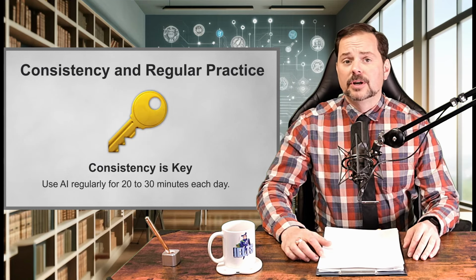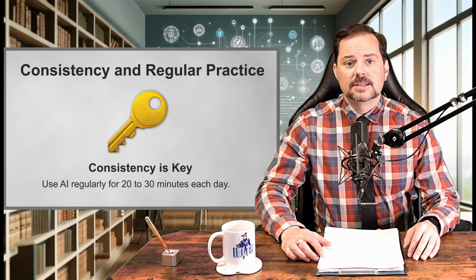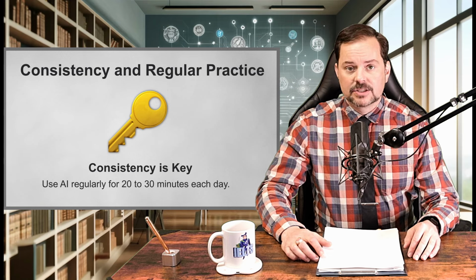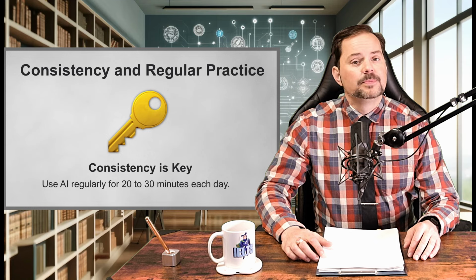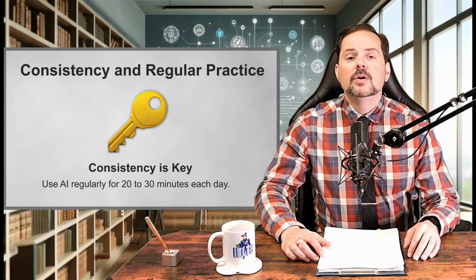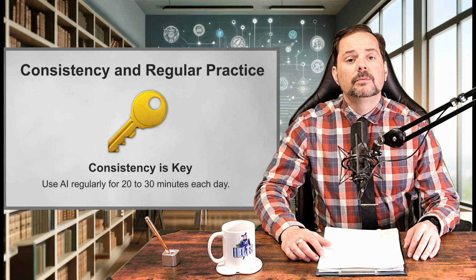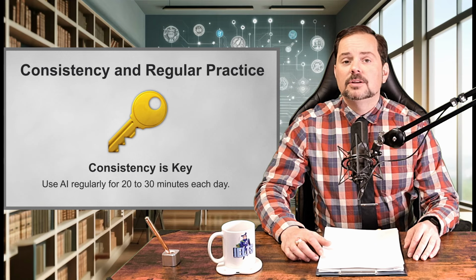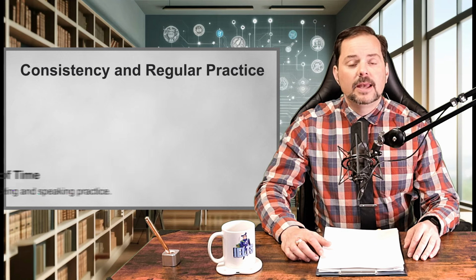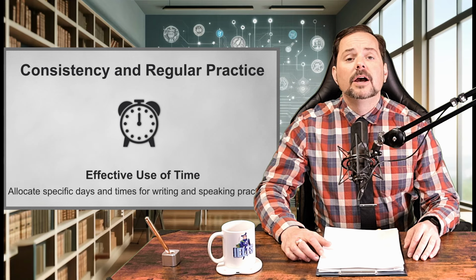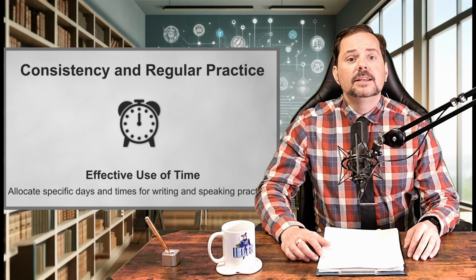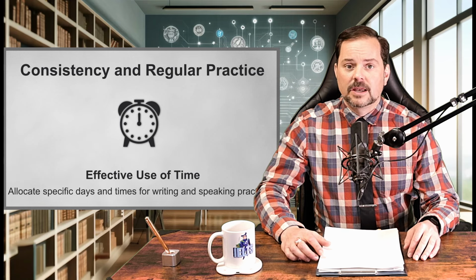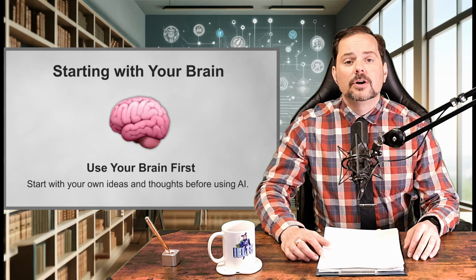As with any other learning aids, consistency and regular practice are key to success. This is no different when it comes to AI. You have to use the software regularly for 20 to 30 minutes each day. And during that time, use it effectively. Allocate days and times to writing and days and times to speaking. Remember, always start on your own first.